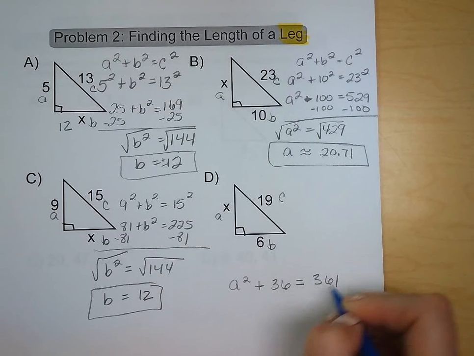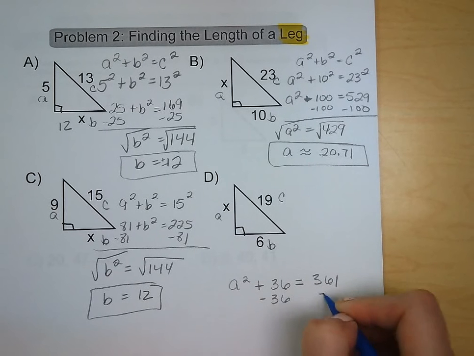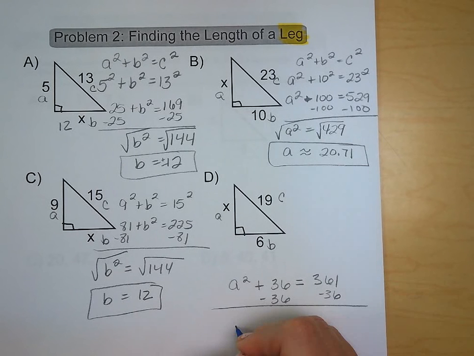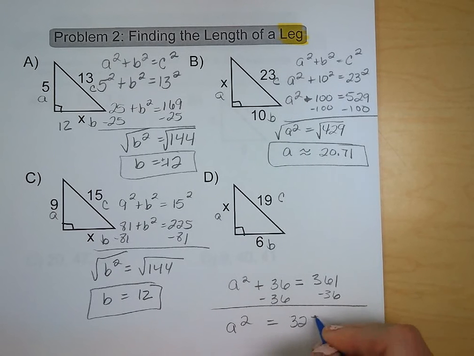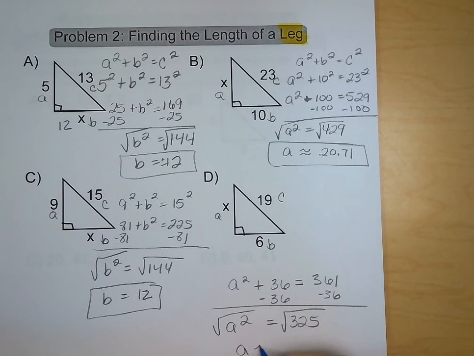A squared plus 36 is equal to 361. We're going to subtract 36 from both sides. A squared equals 325. Take the square root of both sides, and A is equal to approximately 18.03.